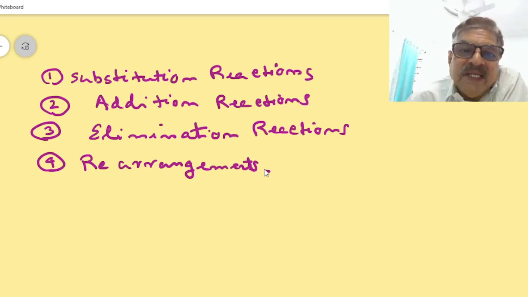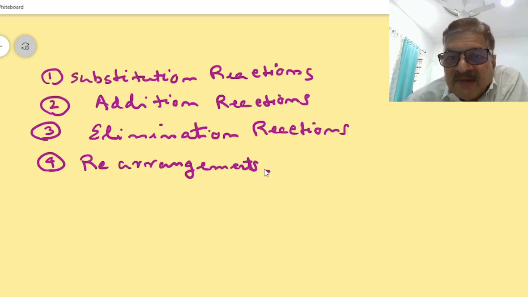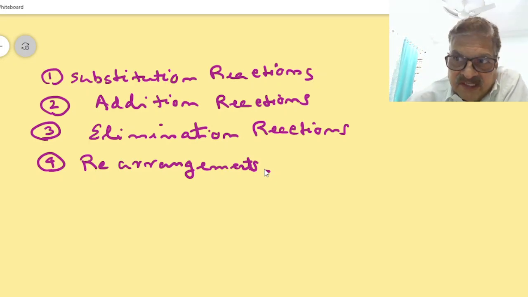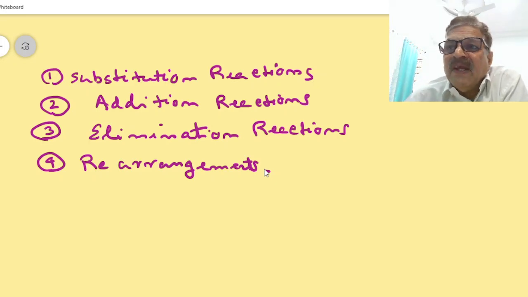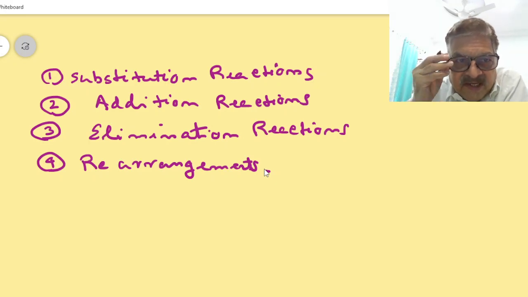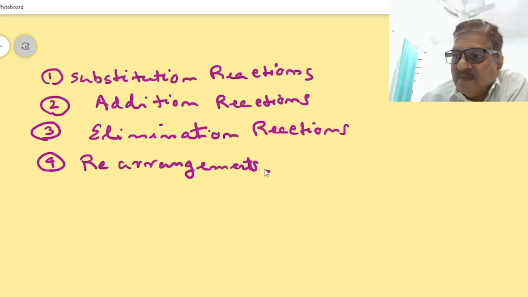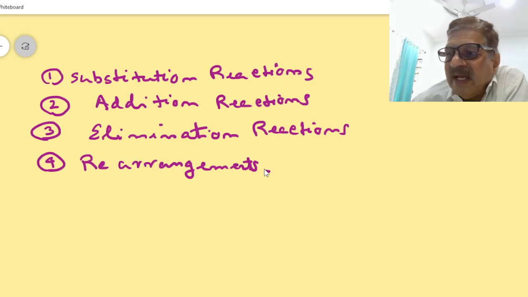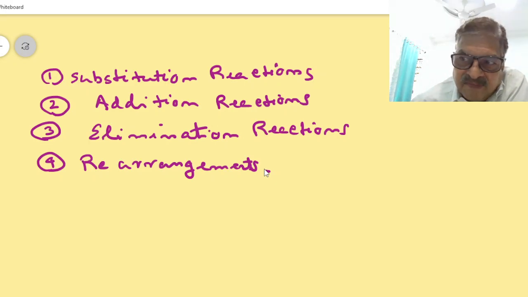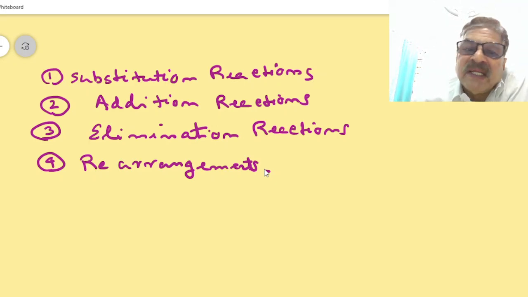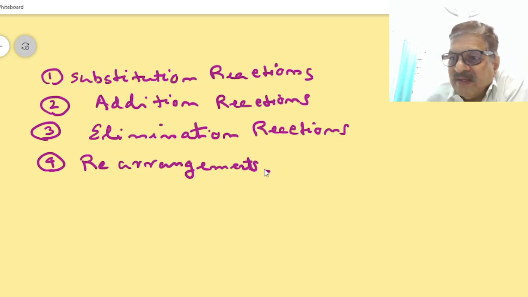In addition to that, the oxidation-reduction reactions are there, acid-base reactions are there. Now, what is meant by a substitution reaction? That is called a substitution reaction or displacement reaction. It is a reaction in which an atom or a group of atoms in a molecule is replaced by another atom or a group of atoms.